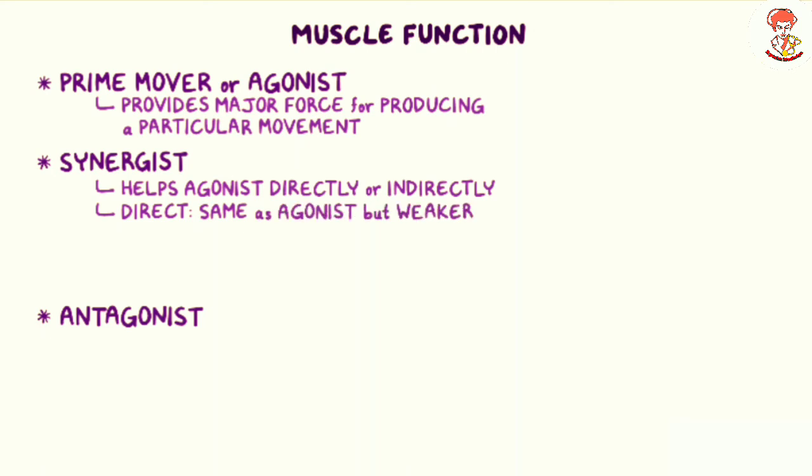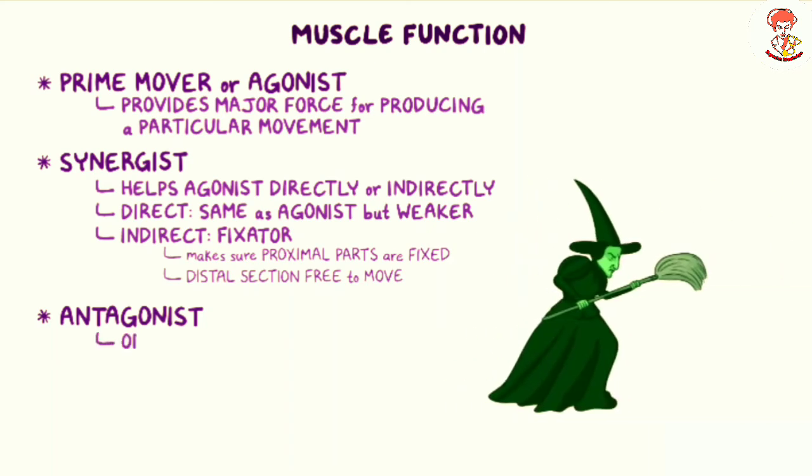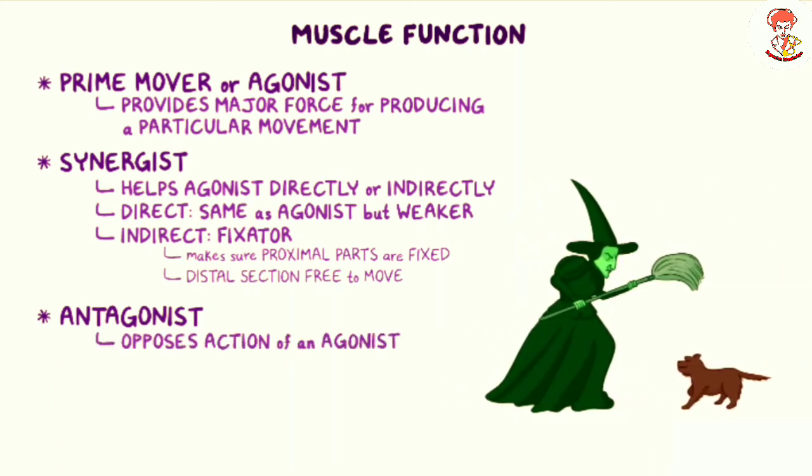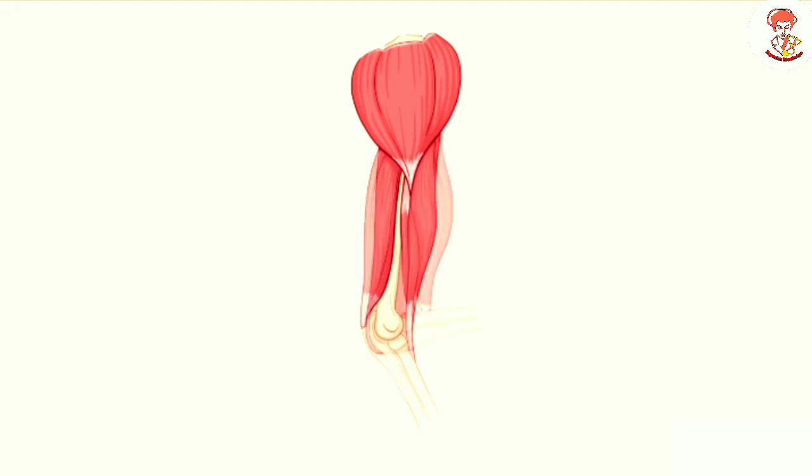Direct support means that the synergist performs the same movement as the agonist, but in a weaker manner. In indirect support, the synergist acts as a fixator, making sure that the proximal parts of the limb are fixed in place, which leaves the distal parts free to move. In some cases, an agonist may have several synergists helping it out to make sure the right movement is executed. Now, like a good story, every agonist has an antagonist, which opposes the actions of the agonist.